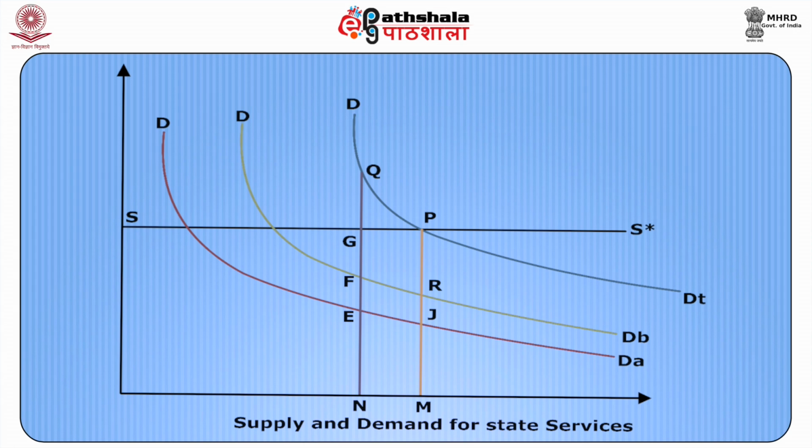A and B pay different proportions of the cost of the services. When Qn is the amount of public goods produced, A contributes Ne and B contributes Nf. The cost of supply is Ng. Since the state is non-profit, it increases its supply to Qm. At this level, A contributes Mj and B contributes Mr, that is the total cost of supply. Equilibrium is reached at point P on a voluntary exchange basis.